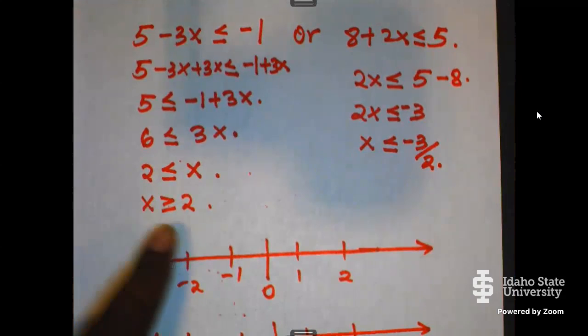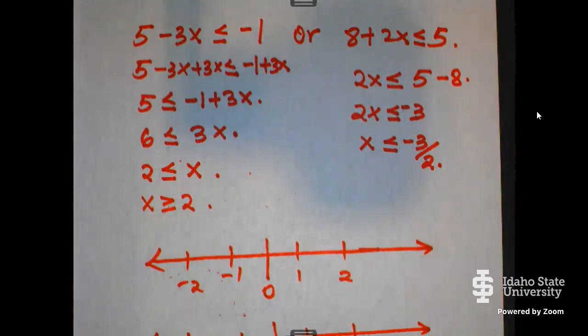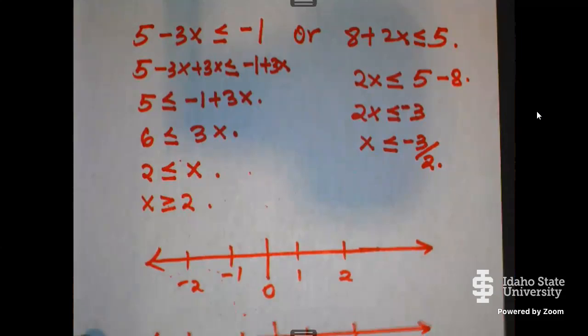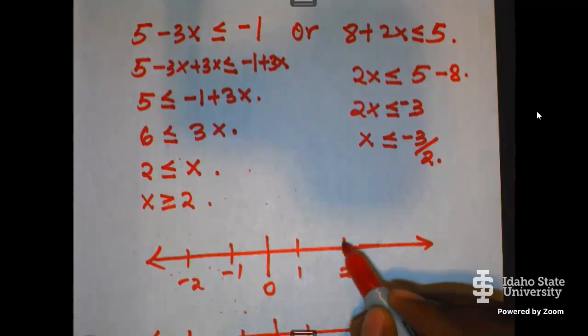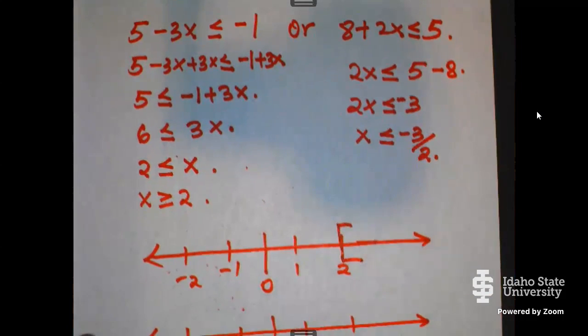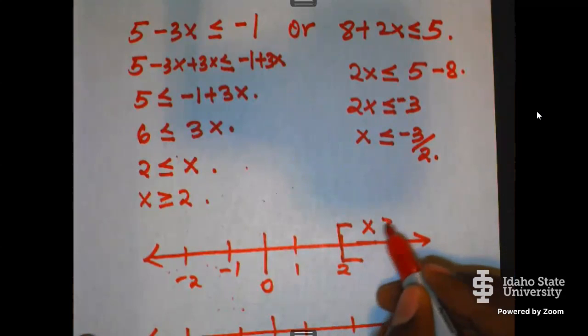So x greater or equals to 2. So this is the region, right? So x is greater or equals to 2. And 2 is what? Included, right? So it goes that way. So this is x greater or equals to 2.